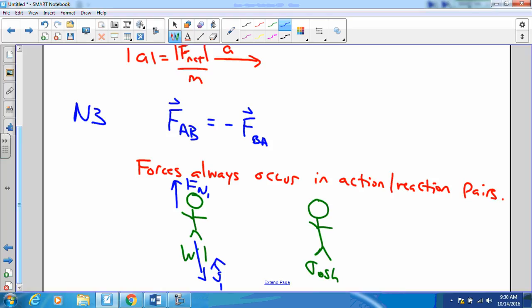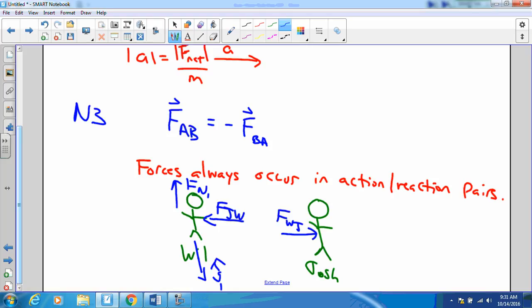Okay. And now there is going to be a force acting on Will that is coming from Josh, and that force is going to be this way: the force of Josh on Will. As soon as I draw the force of Josh on Will, Newton's third law kicks in and allows me to draw an equal but opposite force of Will on Josh.